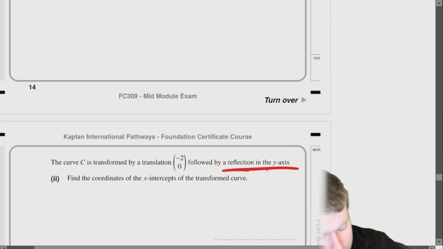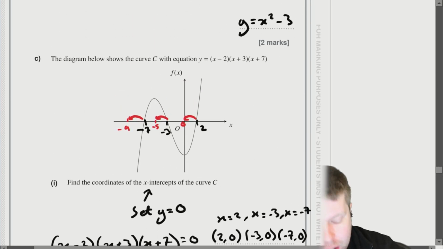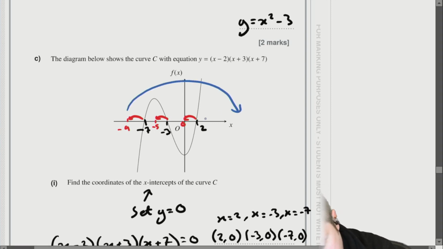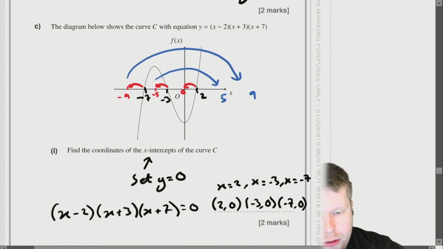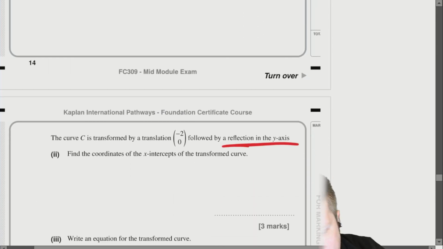However, there is one more transformation occurring. It's a reflection in the y-axis. Reflection in the y-axis simply means all of these points will jump over to the other side of the axis, because here's the y-axis here. As a result, negative 9 is going to move to positive 9, negative 5 is going to move to positive 5, and 0 is going to remain at 0 because it's on the line, so it stays fixed. So the three coordinates should be 0, 5, and 9.